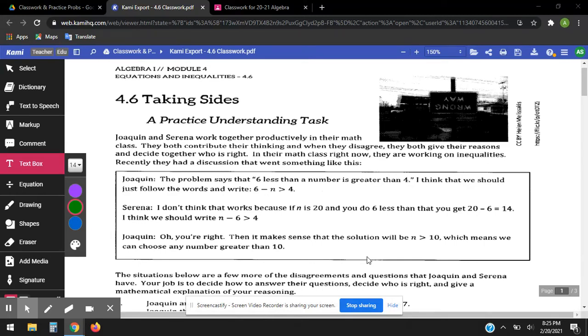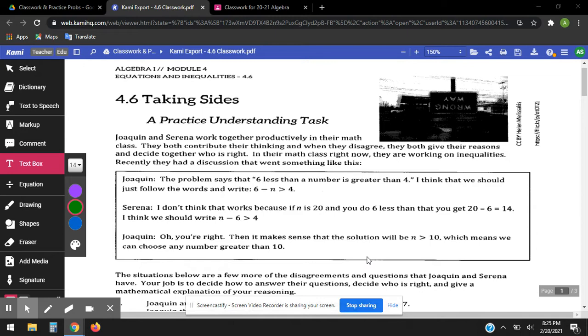Hi, this is Algebra 1, Module 4, Lesson 6, Taking Sides. So now we're going to practice and see what is true about inequalities and what is not, and just some different ways of looking at them.